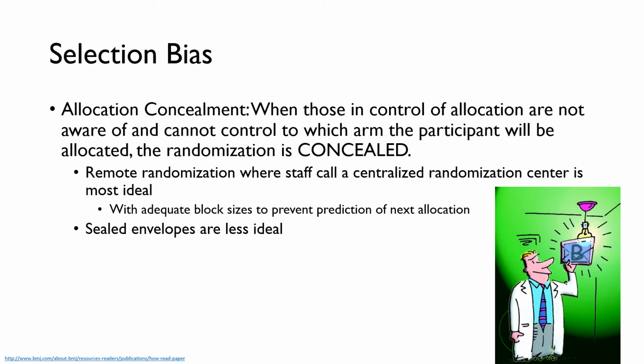So good quality randomized controlled trials will do their best to conceal their allocation so that those who are in control of allocation are not aware of and can't control the arm to which a participant is allocated. The best way to do this is through remote randomization, where the staff have to call a centralized randomization center and they just assign the randomization. Another way to conceal allocation is to have bigger block sizes. If you have a block size of 2 and you just randomize someone to A, you know the next one's going to be B. But if you have block sizes of 6, there are 20 different permutations. It's harder to predict.